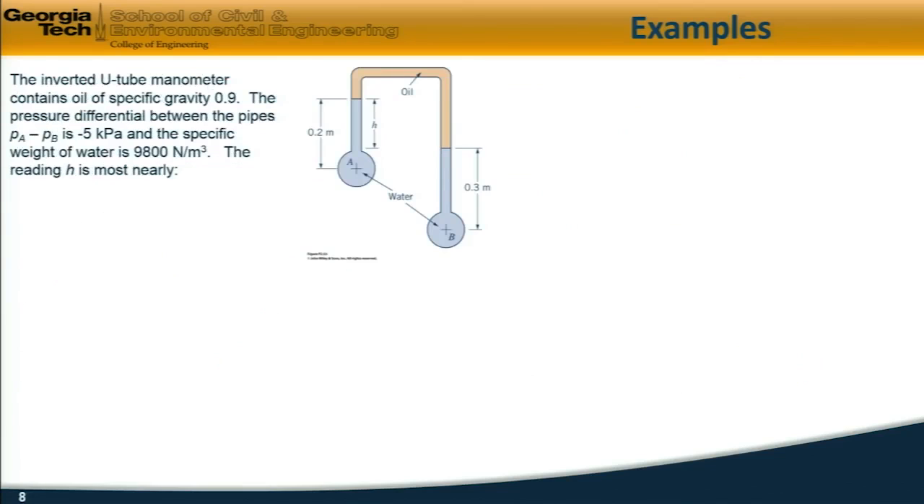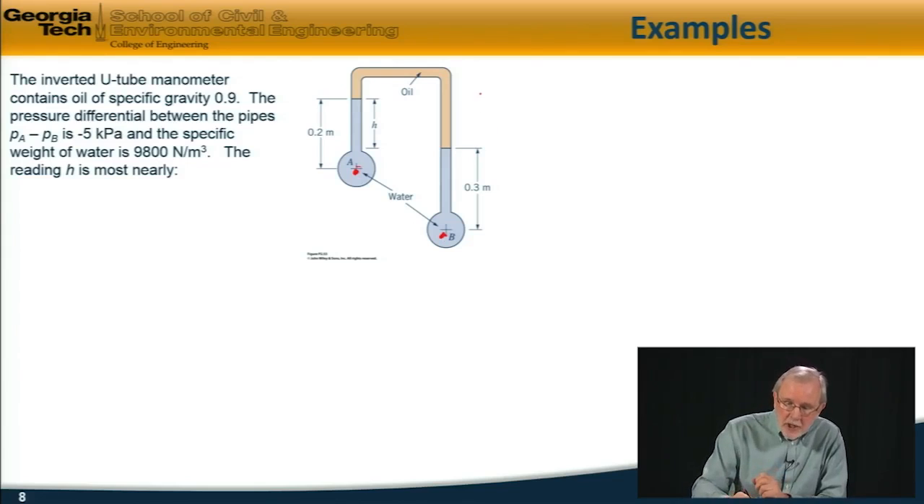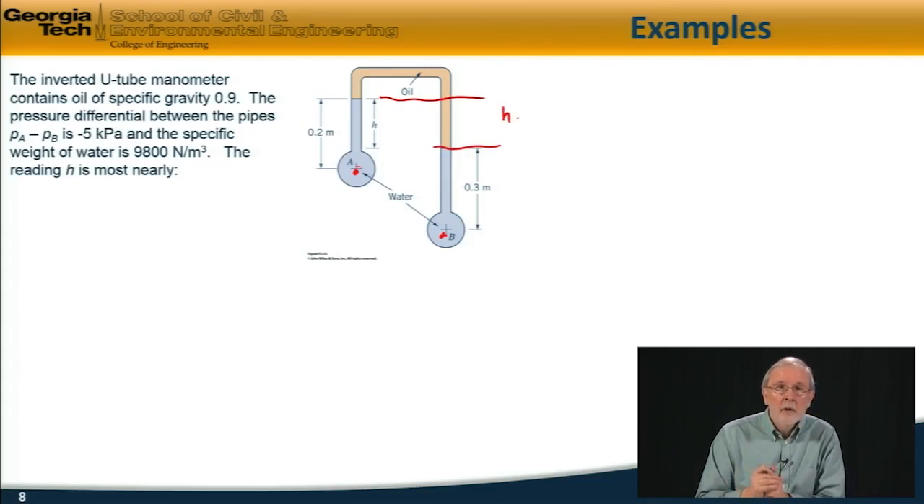The final example, we have an inverted U-tube manometer containing an oil which has a specific gravity of 0.9. The pressure difference between the two pipes here, A and B, is minus 5 kilopascals, and the specific weight of water is 9,800 newtons per cubic meter. The reading H here, where H is the difference between these two levels, is most nearly which of these alternatives?